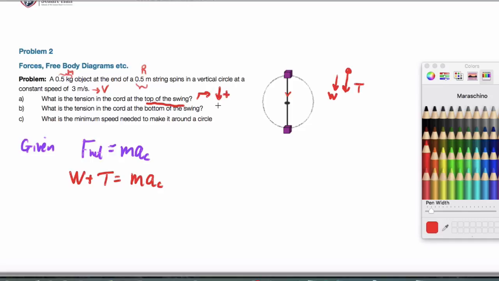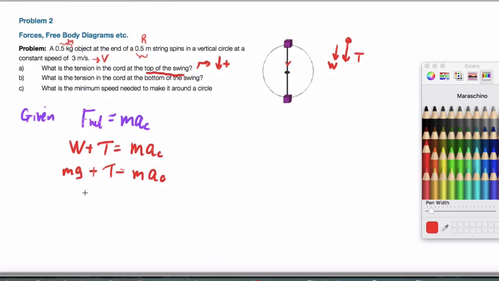And I want to be clear that at the top of the swing, okay, downwards is the positive direction. So that fact, I don't tell you that. You have to know that on the exam. And then here we're going to have m times g for weight plus the tension is m times a centripetal. And we'll keep going here. 0.5 times 10 meters per second squared plus our unknown tension is going to be 0.5 kilograms.